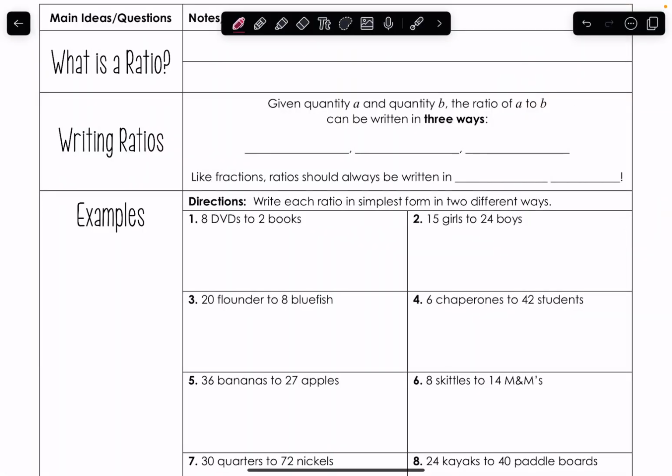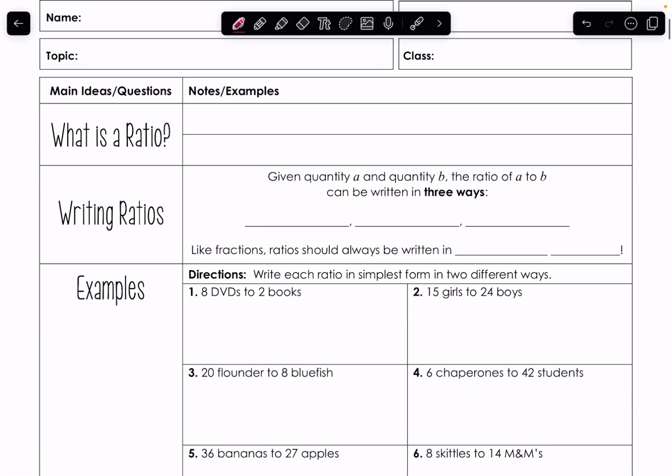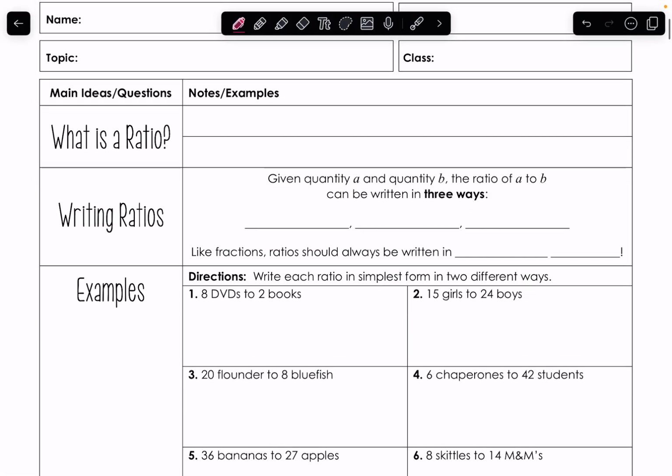All right, so we are on ratios. So we want to be on this page here where it says, what is a ratio? And we want to fill in a little bit of our information here. So what is the ratio? It is a comparison of two values. A comparison of two values. So we want to fill that definition in.